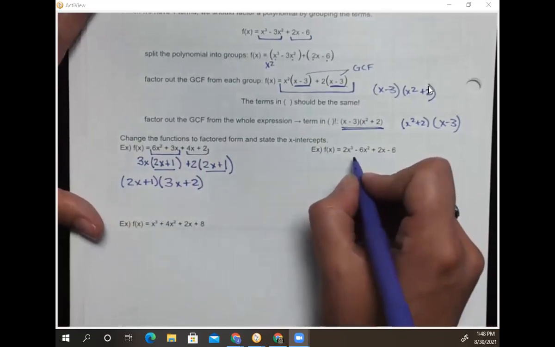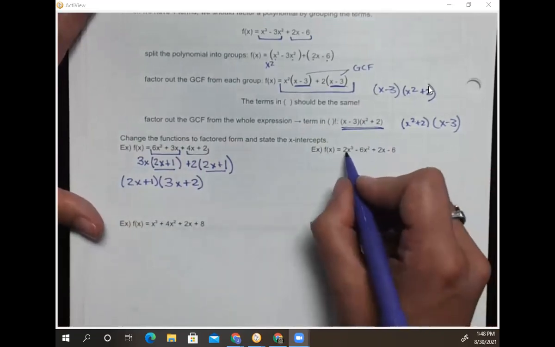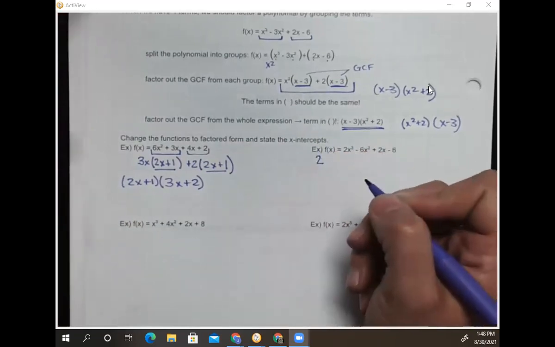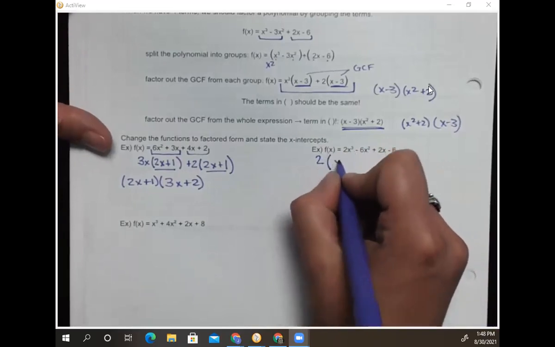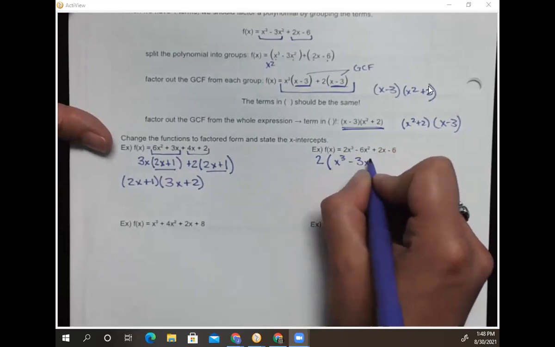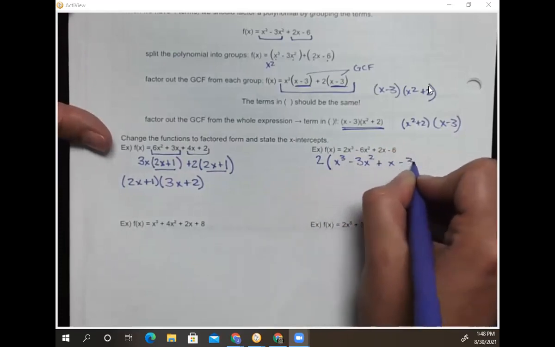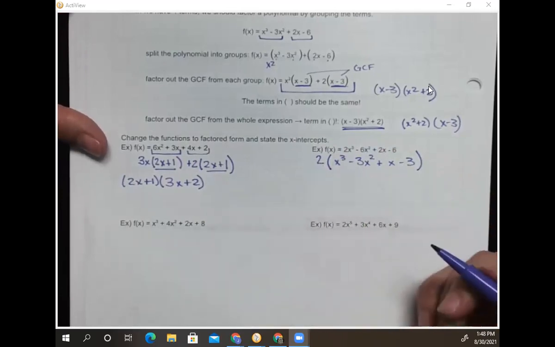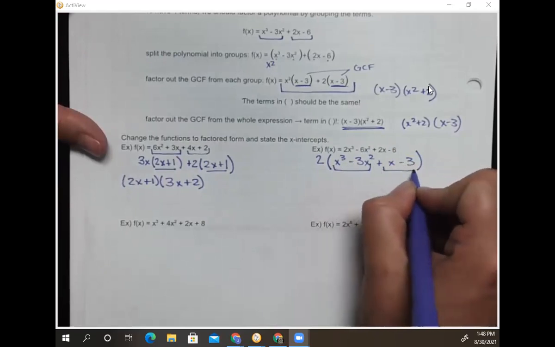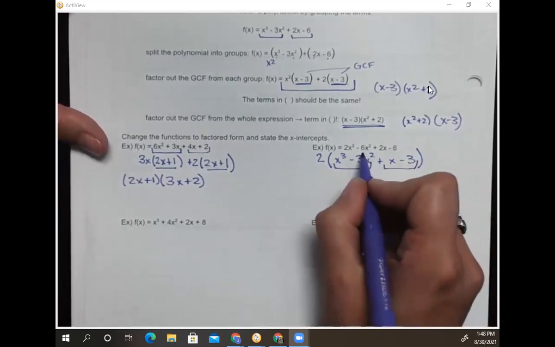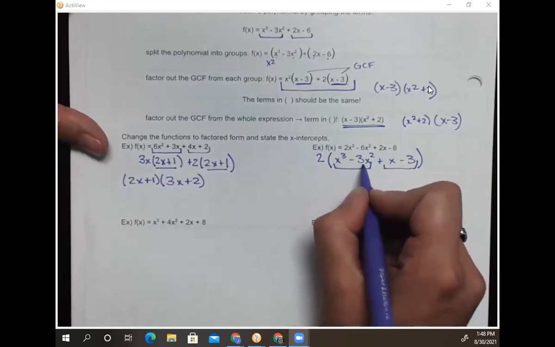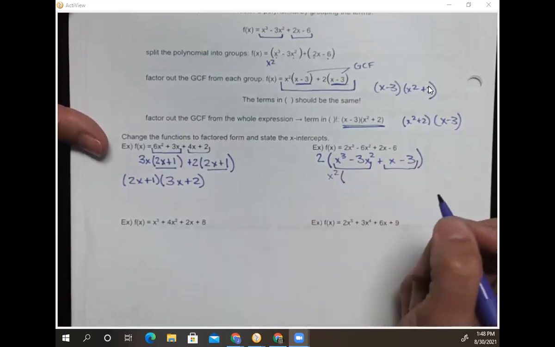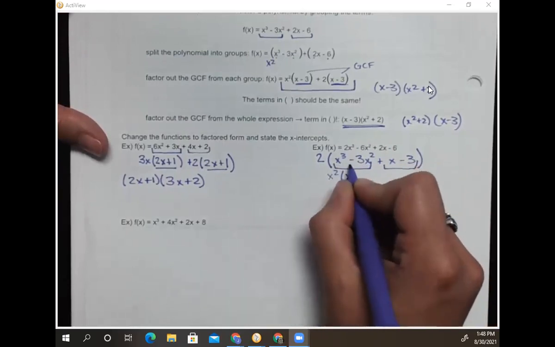For my next example, same idea, start by looking for a GCF. For this problem, every term is divisible by 2. So I can factor out a GCF of 2. That would leave me with x cubed minus 3x squared plus x minus 3. Now that my GCF is factored out of my original problem, I'm going to split this into groups and use that grouping method. My GCF for the first group would be x squared. I can evenly divide both of these pieces by x squared. If I factor out x squared, that would leave me with x minus 3.